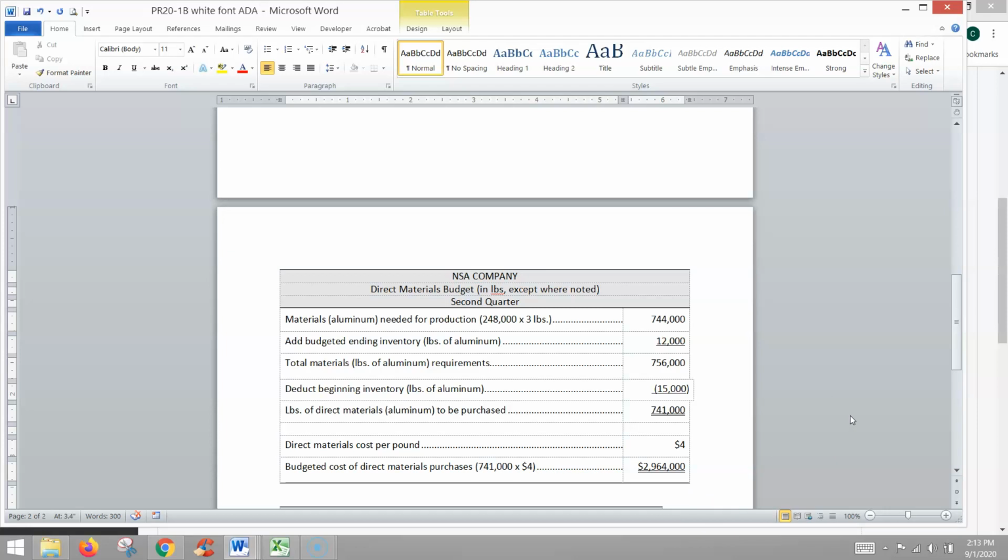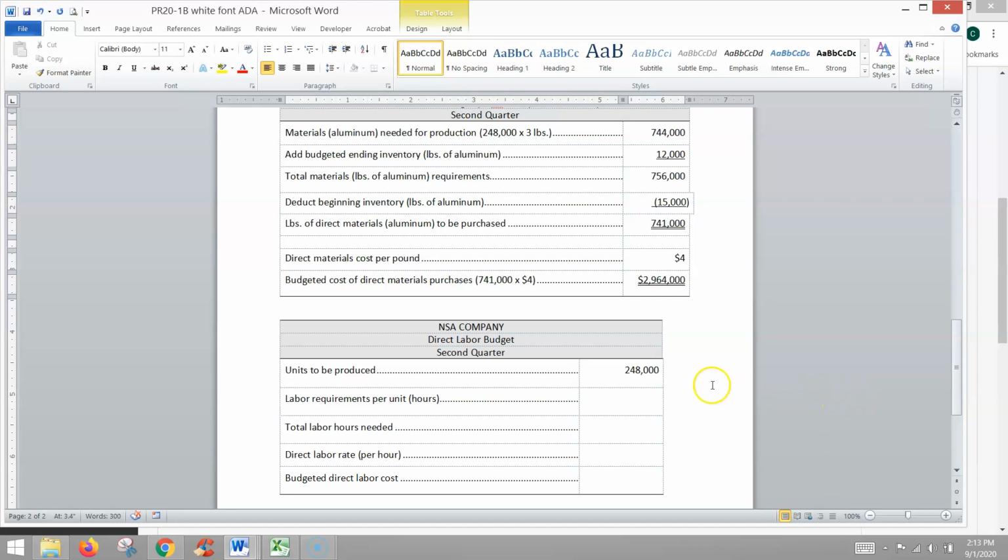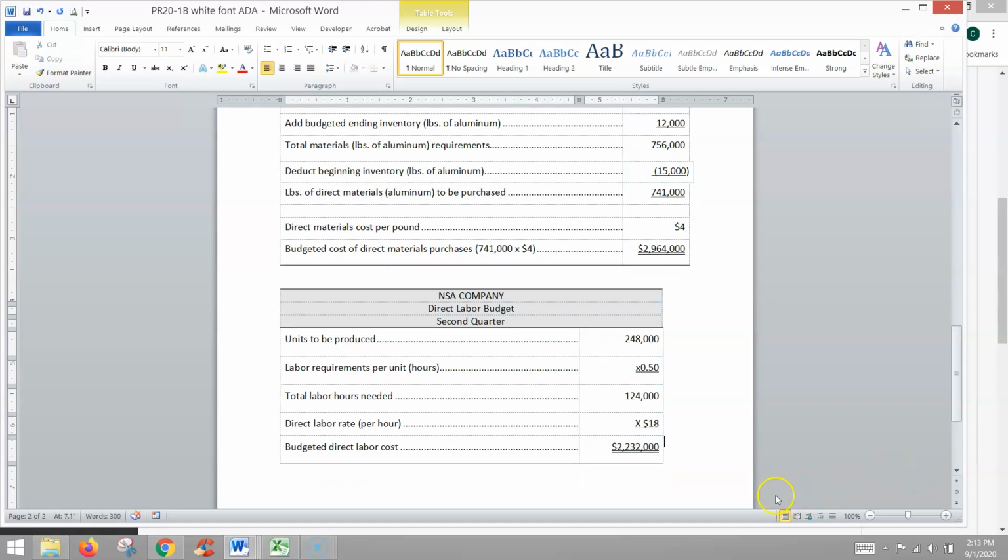We're going to do a similar thing to the labor, but of course we're talking about hours. We have the units to produce. It gave us the labor requirement of half of an hour, so that gives us the number of hours, 124,000. We have the direct labor rate per hour of $18, and that's going to give us our budgeted direct labor cost of $2,232,000.